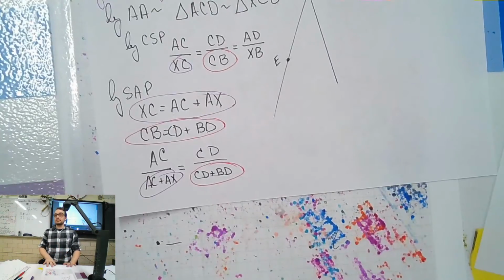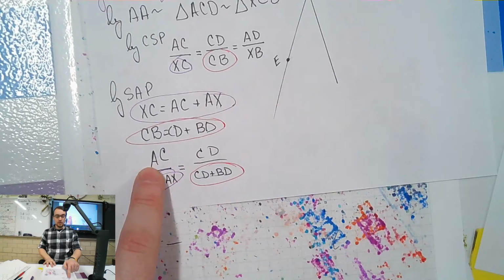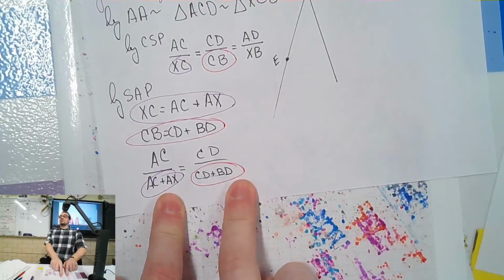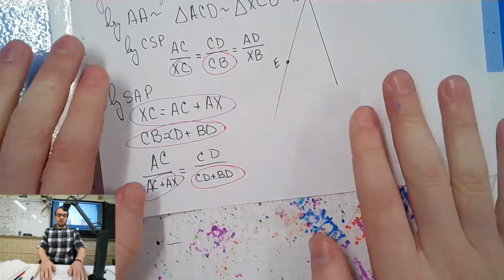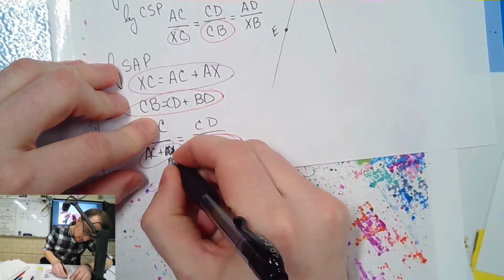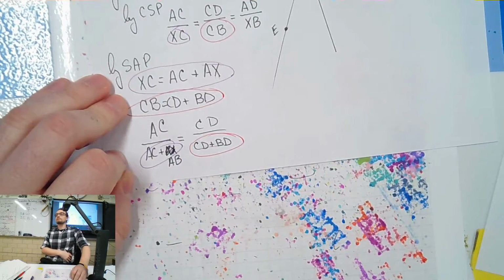Here's the problem. I want AC over AB. I don't even have an AB down here. I want CD over BD. Oh, at least I have a BD here. But didn't we say AX and AB are the same thing? Yep. So I'm going to switch out AX for AB. I'm just going to cross it out. By substitution. They're the same, right? Cool with that?